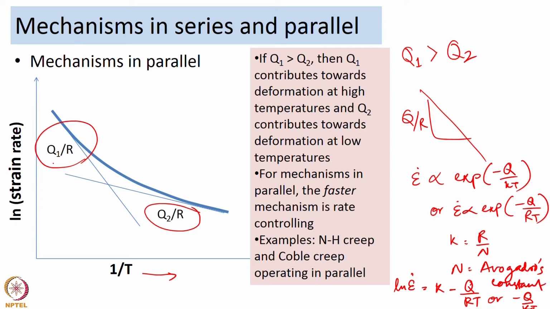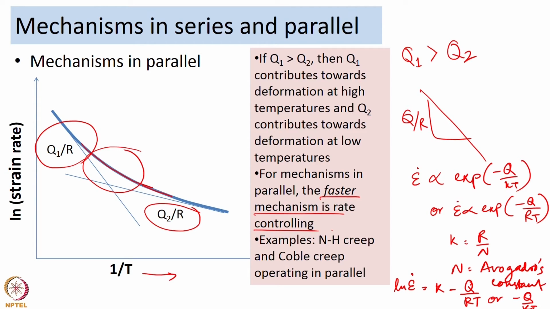Coming back to the point, depending on the temperature where you are operating, you could have one mechanism completely dominating the other, but there could be an intermediate temperature range where both mechanisms, when operating in parallel, will have their own contributions to the total strain rate, and in that case you will see a certain curvature in the line. So, the extent of the curvature, like I said, will depend on the contribution of these mechanisms. Now, for mechanisms in parallel, the observation is that the faster mechanism is the rate controlling mechanism.